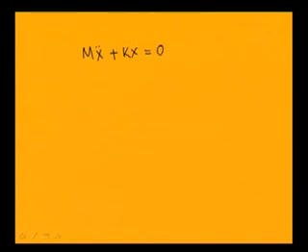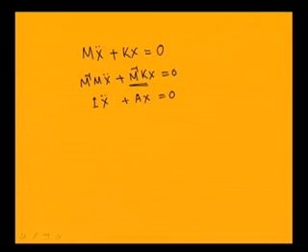In this case you can pre-multiply with m inverse. So, m inverse m x double dot plus m inverse k x equal to 0, and this m inverse m is the identity matrix. So, I x double dot plus m inverse k, let me write it as A, so A x equal to 0. Now I can assume the normal mode in this form: x equal to capital X sin omega t.